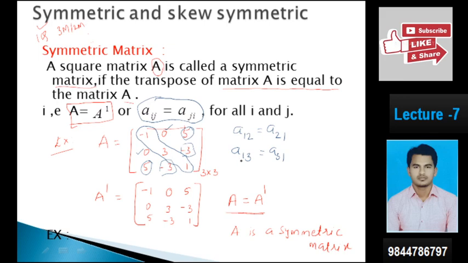Similarly, this element A23 is equal to A32. All positions of elements are equal. Either you can choose this method or the other method. If it holds, we can call A a symmetric matrix. Next one.